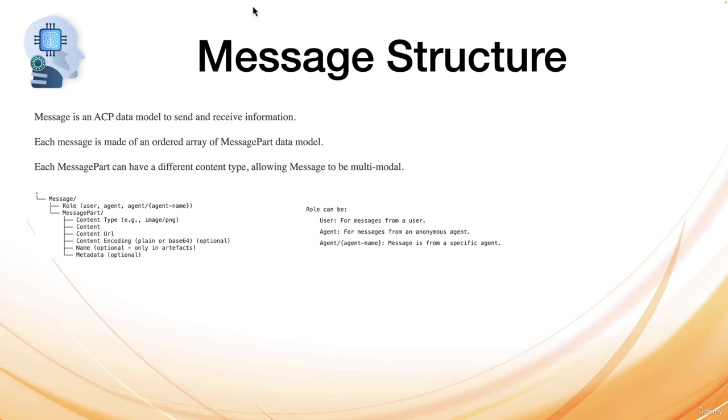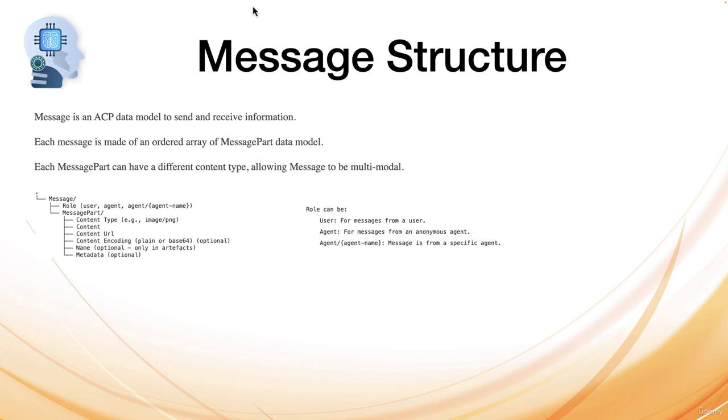In this lecture, we want to finalize our exploration of message and message type data types. As you already know, message is an ACP data model to send and receive messages, and it can be used in both ACP clients and ACP servers. Each message is made of an ordered array of message part data model, and every message part can have a different content type. This structure allows us to have a multimodal message, which means that a message can include different types of content, for example, text and image, all together in one message.